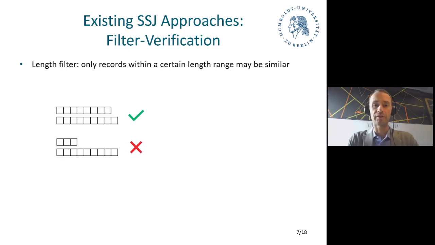So here are some basic filters that are important. The most important one is the length filter. I will also use this one throughout this talk. So only records within a certain length range may be similar. So when we have two records and they also have a similar length, like you can see here, these two records would survive the length filter and these two records would not survive a length filter, of course given a certain similarity measure and a certain similarity threshold which are omitted here.